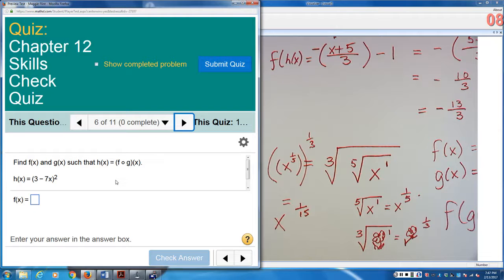This is another composition. It's exactly the same thing. What it's asking you is, what is the outside function? And since f comes first, it's on the outside, so it's f of x equals x squared. And then since it's g that's on the inside of the parentheses, g is equal to 3 minus 7x.